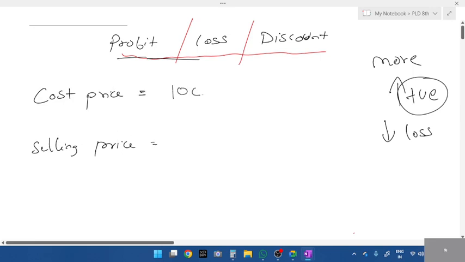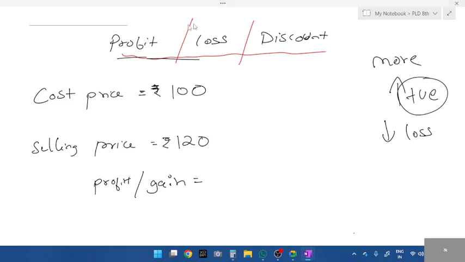If the cost price is rupees 100, students, and you sell it for 120, are you selling it for less or more? Read properly. Profit and gain mean the same. So imagine you're buying a book for rupees 100 and you're selling it to your friend for 120. Are you selling it for less or more? More. So is it a profit or loss? It's a profit or gain. It's the same.